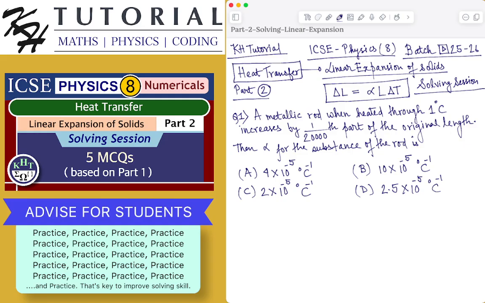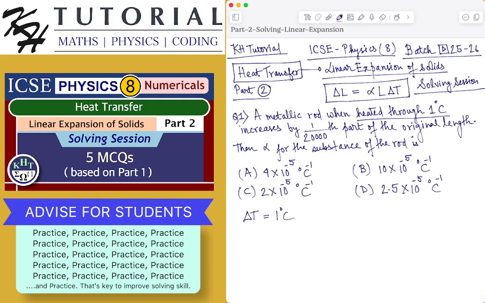Okay, so a metallic rod when heated through 1 degree Celsius means that delta T, the increase in temperature of the metallic rod, is 1 degree Celsius. So delta T is 1 degree Celsius.